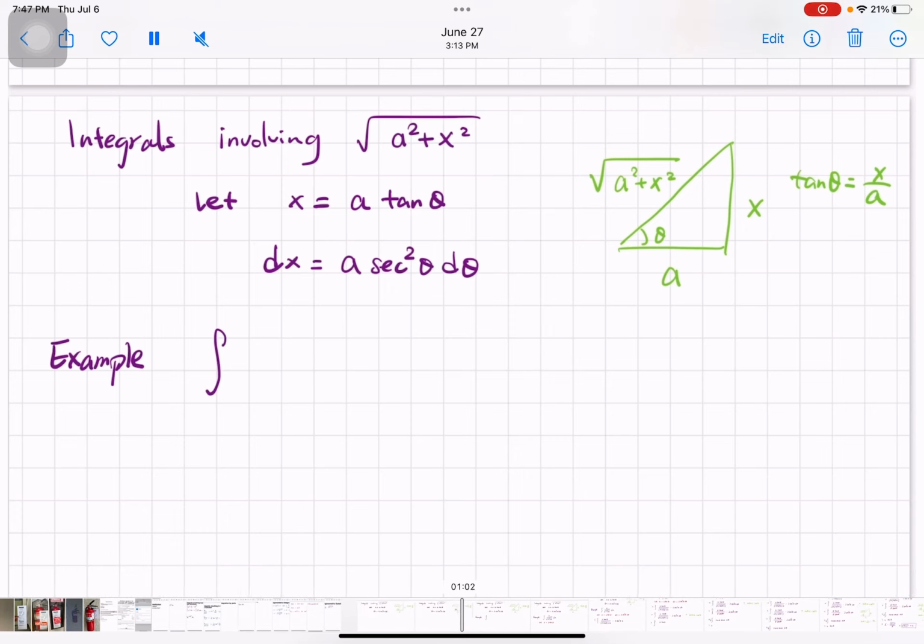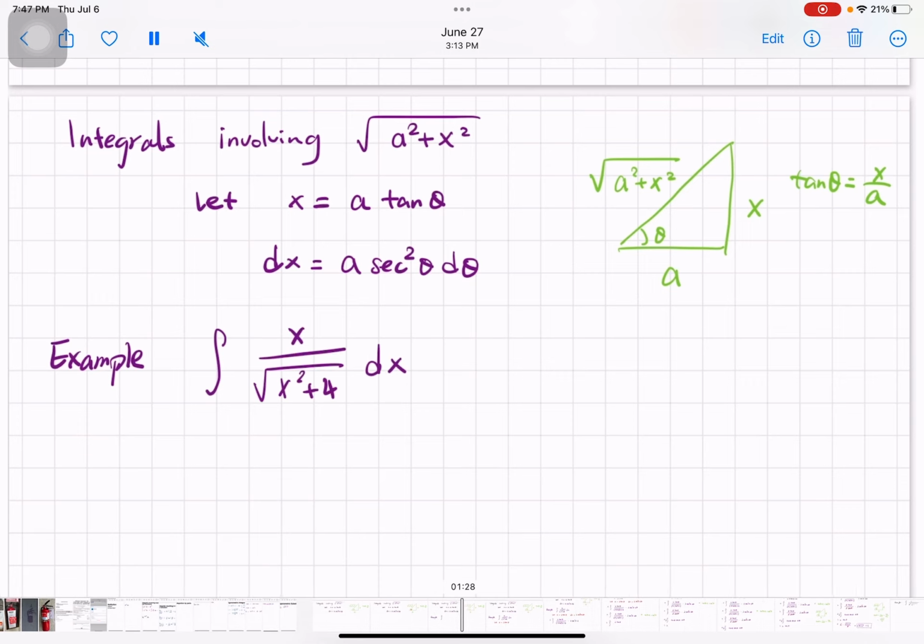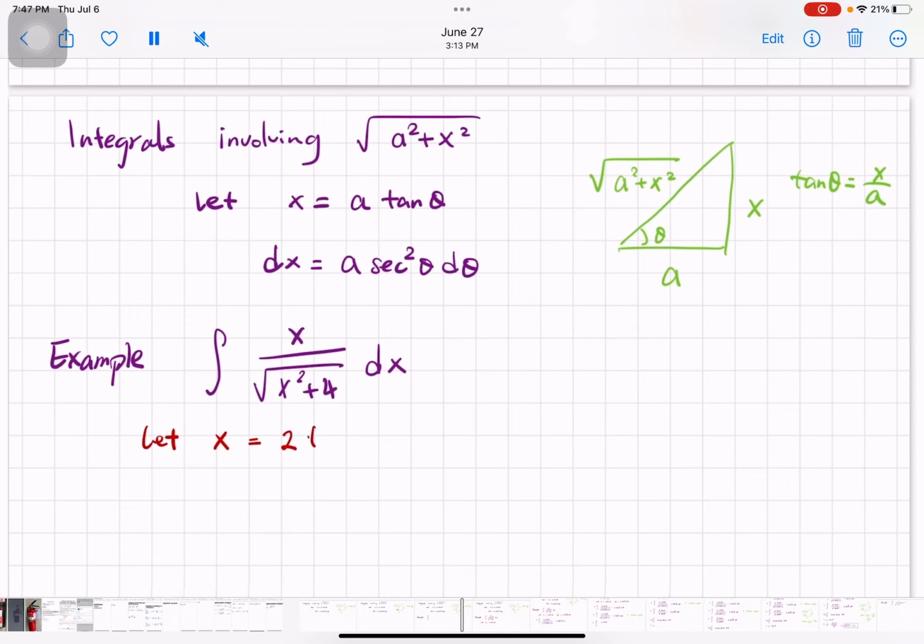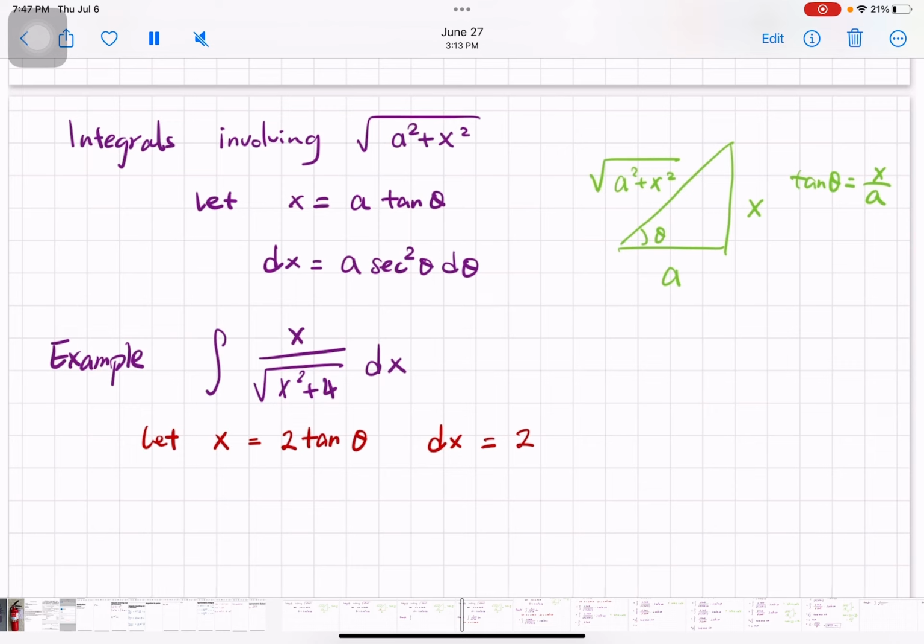So let's look at one example here. We want to find the integral of x over the square root of x squared plus 4. So we're going to let x equal 2 tangent theta, because 4 is 2 squared. Then dx is going to be 2 secant squared theta d theta.